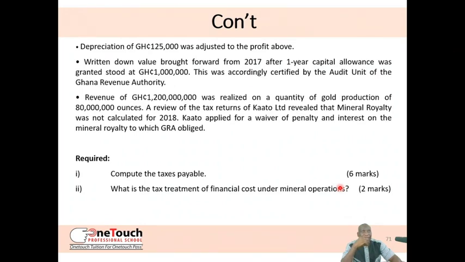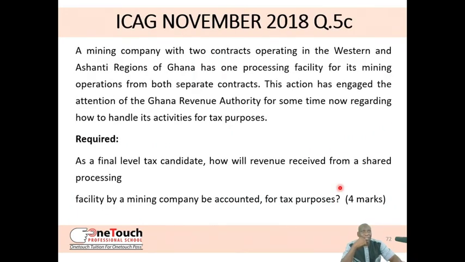Okay. Then November 2018, a mining company with 2 contracts operating in the Western and Ashanti regions of Ghana has what?